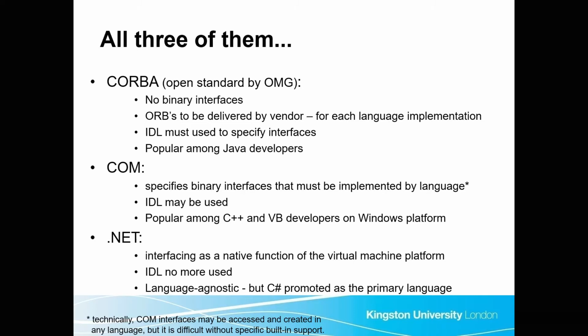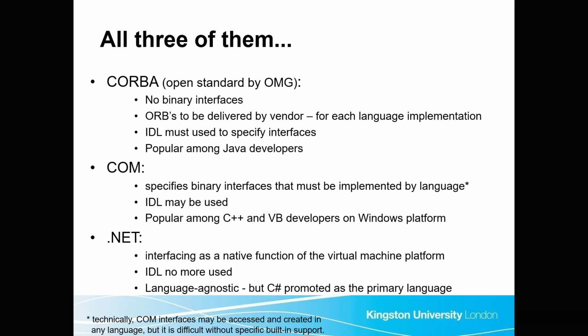COM, unlike CORBA, specifies binary interfaces that must be implemented by every language supporting this platform. IDL is an option, may be used but it's not required, and the platform is popular among C++ and VB developers on the Windows platform. Note that VB developers are probably an extinct species.